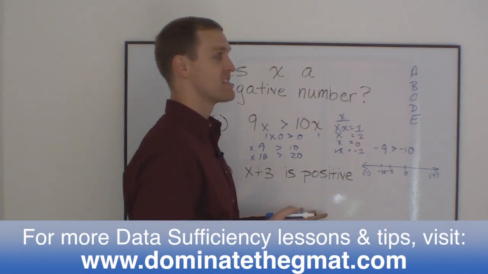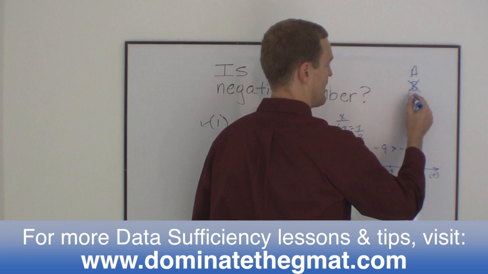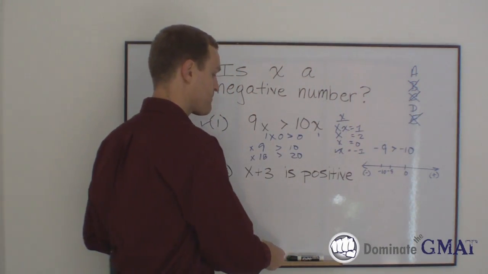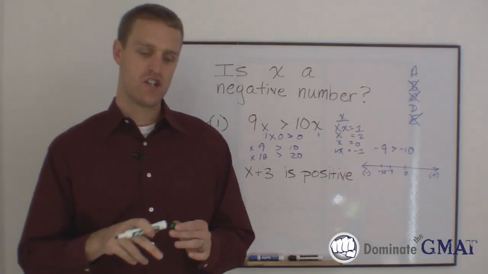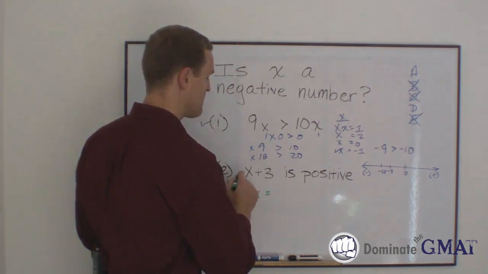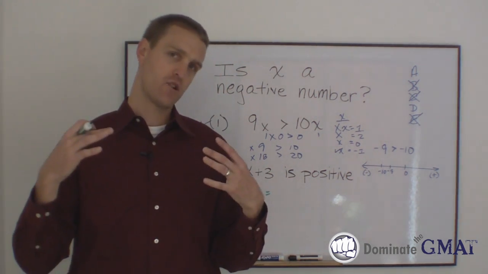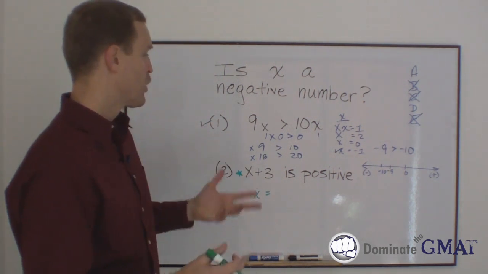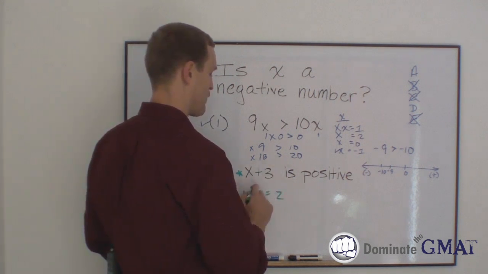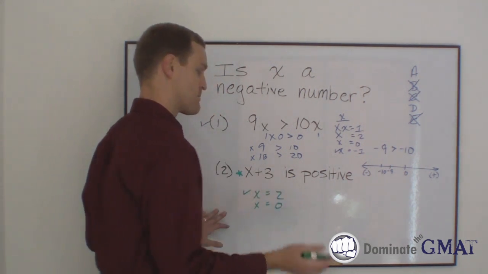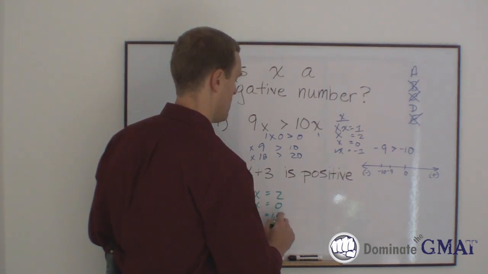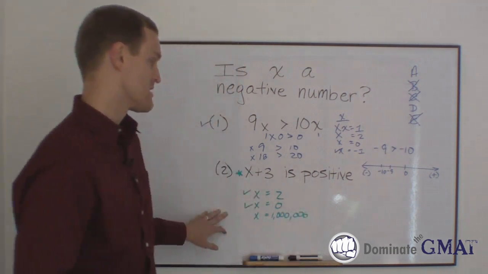And remember, once we determine that statement 1 is sufficient, we can immediately eliminate B, C, and E. And let's do the same thing with statement number 2. Again, the tendency of some students is to just make up random numbers for X. Well, what could X be? Again, X can only be something such that statement number 2 is actually true. So could X be, I don't know, 2? Of course, because 2 plus 3 is positive, for sure. Could X be 0? Yes, because 0 plus 3 is positive, so that's an allowable value. Could X be 1,000,000? Of course, because 1,000,000 plus 3 is positive.